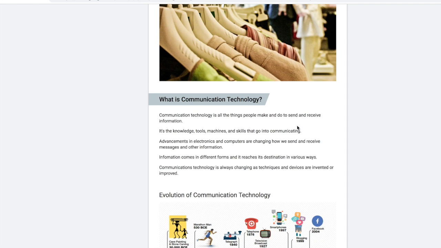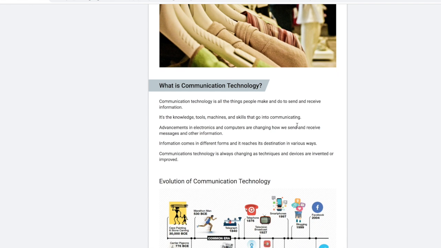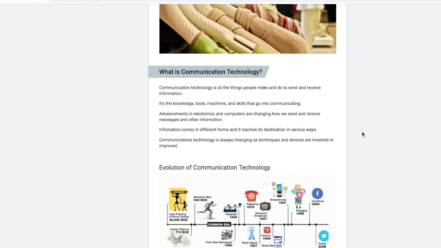What is communication technology? Communication technology is all the things people make and do to send and receive information. It's the knowledge, tools, machines, and skills that go into communicating. Advancements in electronics and computers are changing how we send and receive messages and other information.